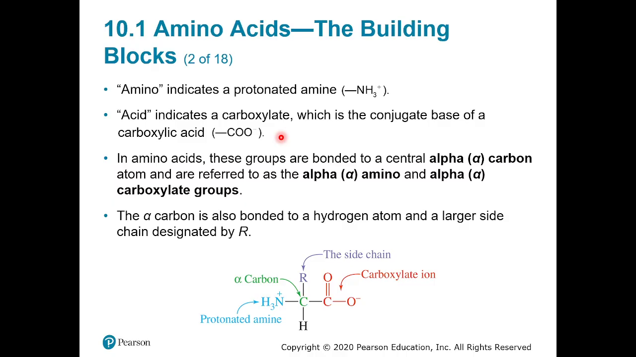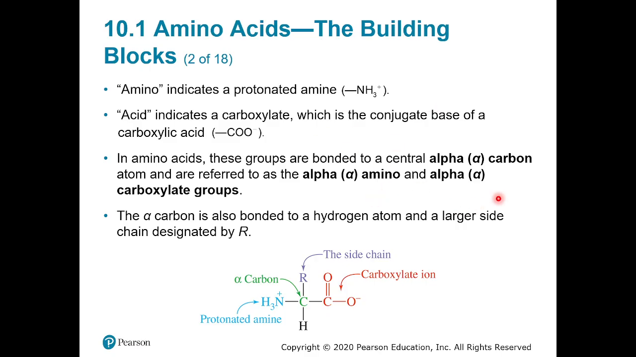Now, some amino acids are not actually zwitterions at physiological pH, and that's because they have side chains. Some of the side chains are basic or acidic. But when we're looking at the main portion of the amino acid, that always loses a proton and gains a proton at physiological pH in your body.